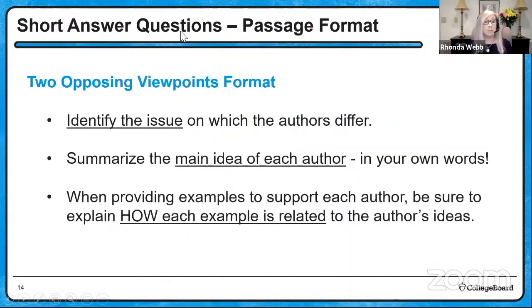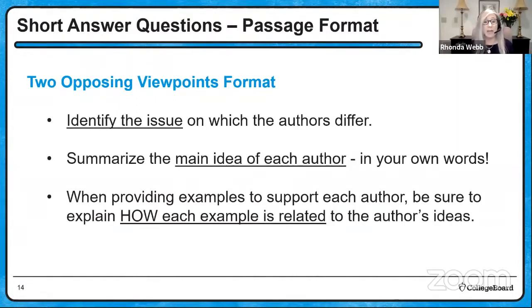So here are some tips. If you are doing the question that's got the two opposing viewpoints in the short answer question, the two secondary sources that you're comparing, in your answer, you have got to answer the question. First sentence that you have would identify where the authors are different. And then your second sentence, your evidence for that question, and you'll see what I mean in just a second, is going to summarize the main idea of each author.